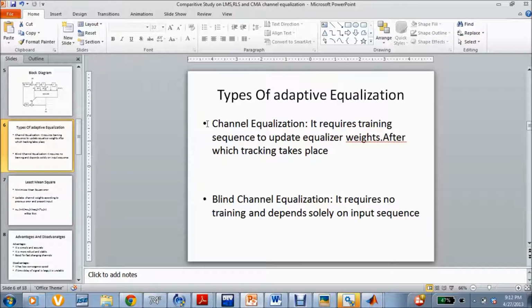This process is known as training. During the training, the weights are updated until the error becomes acceptable. After the training is over, the equalizer weights are ready, and then the tracking phase comes into place. The tracking estimates the time varying channel and produces the correct output.